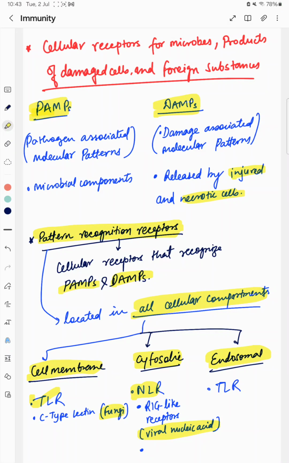Hello everyone. Now we are going to discuss cellular receptors for microbes, products of damaged cells and foreign substances. What are PAMPs and DAMPs? PAMPs stand for pathogen-associated molecular patterns. They are microbial components, and DAMPs are damage-associated molecular patterns released by injured and necrotic cells.